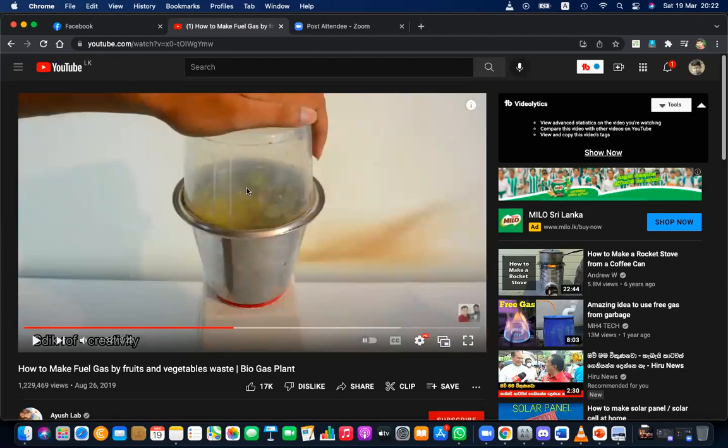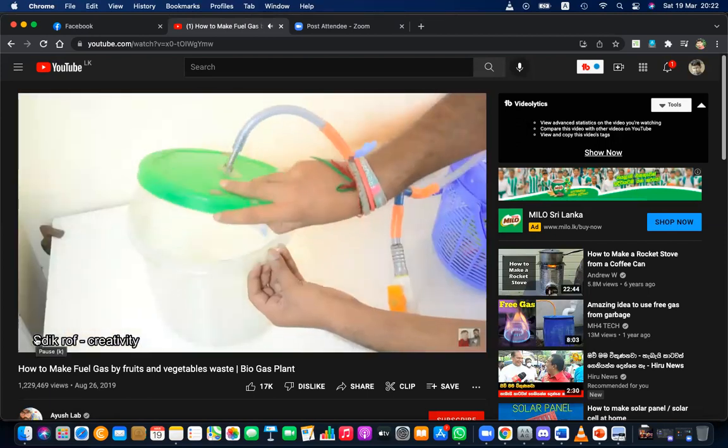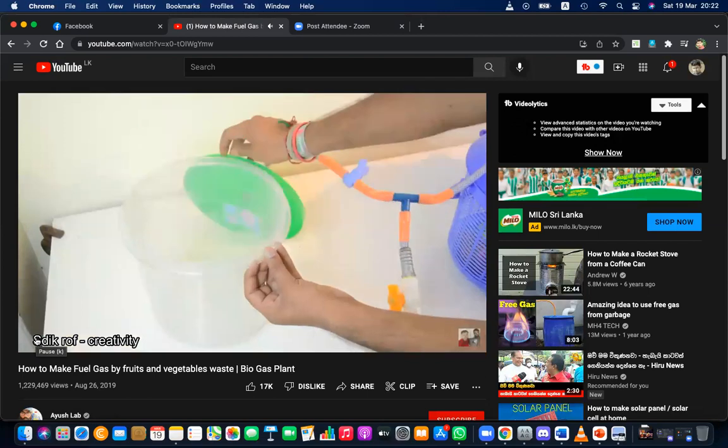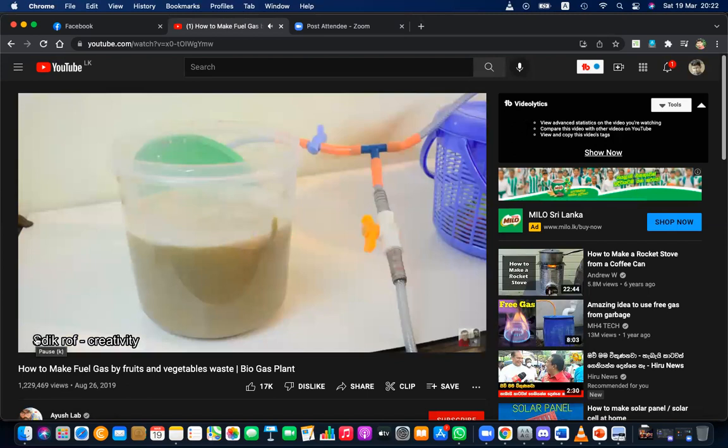So if you are not cutting this, or if you are not blending this, the decomposition will be very slow. That's the reason, right? That's why he's blending this. And you can see these are the waste vegetables and fruit, and he is putting that into the bucket.